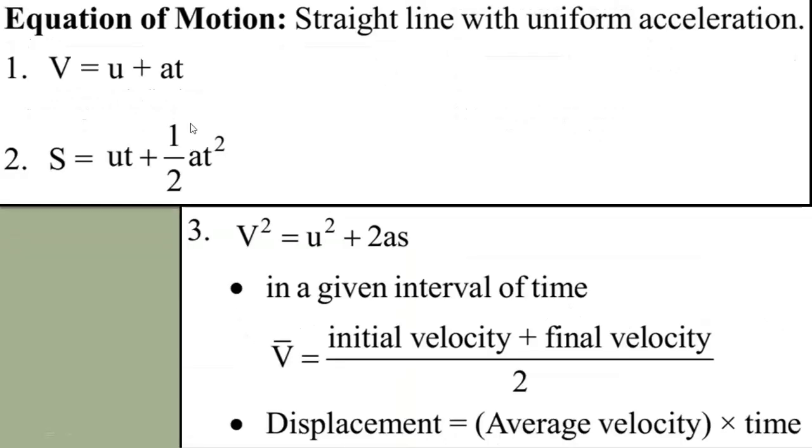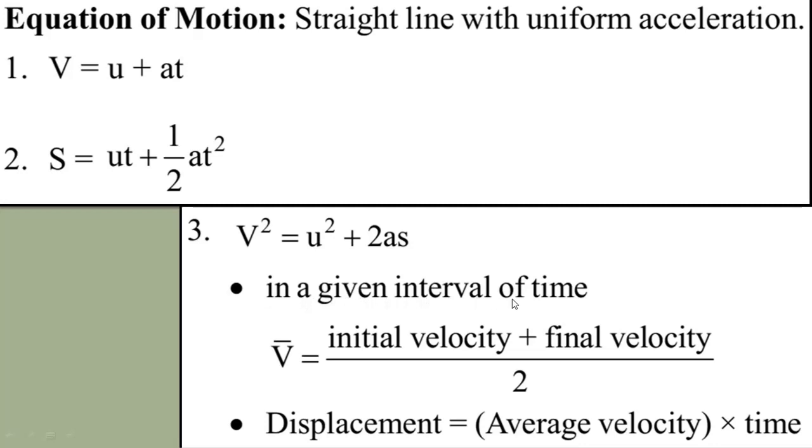Then equations of motion: straight line with uniform acceleration. The path is straight and the motion is uniform, with uniform acceleration. Equations of motion: v = u + at, s = ut + ½at², v² = u² + 2as. Here v is final velocity, u is initial velocity, a is acceleration, t is time, and s is the displacement.